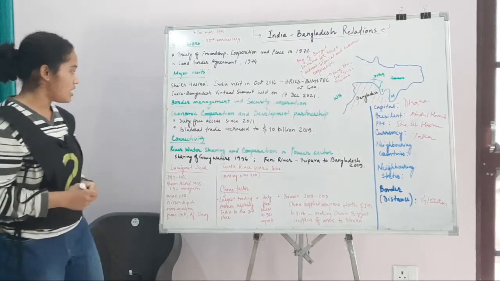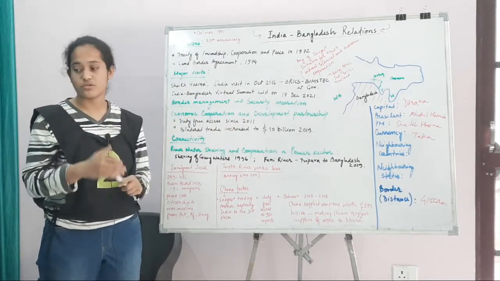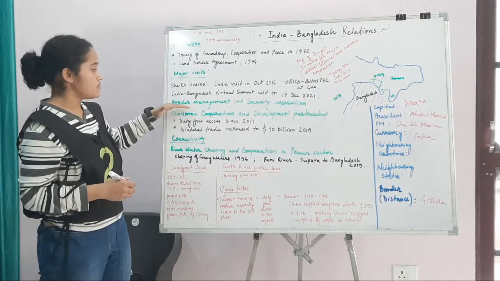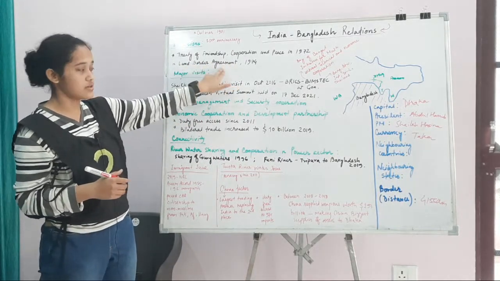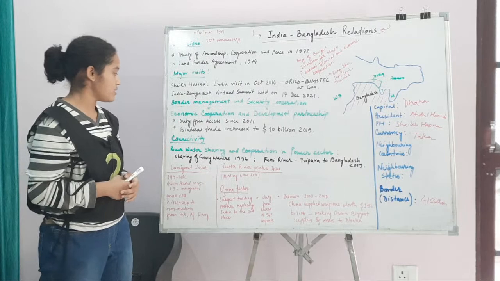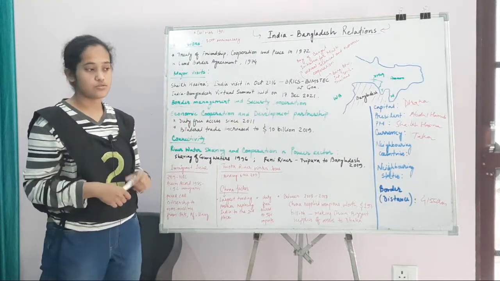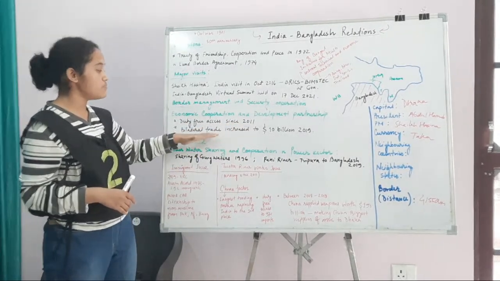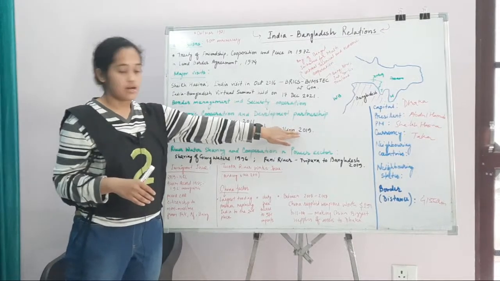Now, if we come to Border Management and Security Cooperation, we know that the relations are not as smooth as we are thinking. They have signed many land agreements. This is the first land border agreement, and then in 2016 they also signed another border agreement in order to settle the boundary disputes. Now we talk about Economic Cooperation and Development Partnership. India has given free access to most of the imports from Bangladesh since 2011, and recently the bilateral trade between Bangladesh and India increased to $10 billion in 2019.